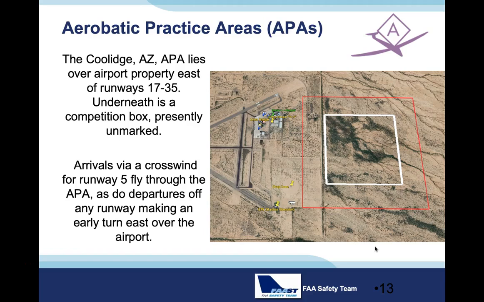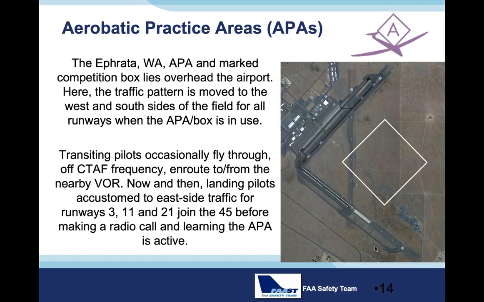The Coolidge, Arizona APA lies over airport property east of runways 17 and 35. Underneath is a competition box, presently unmarked. Arrivals via a crosswind for runway 5 fly through the APA, as do departures off any runway making an early turn east over the airport. The Ephrata, Washington APA and marked competition box lies overhead the airport. Here, the traffic pattern is moved to the west and south sides of the field for all runways when the APA box is in use.